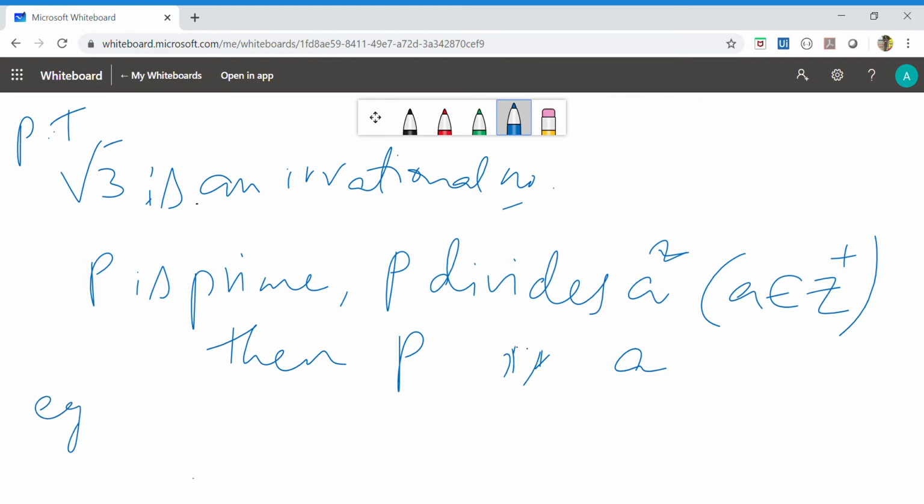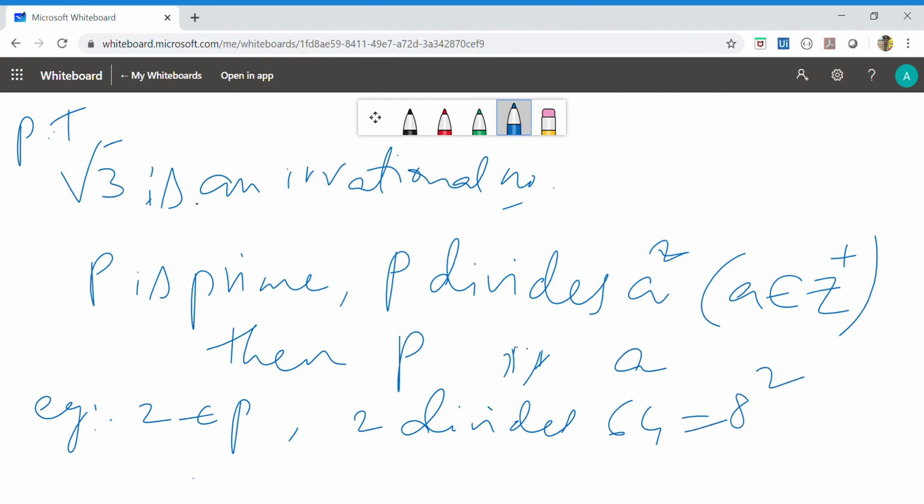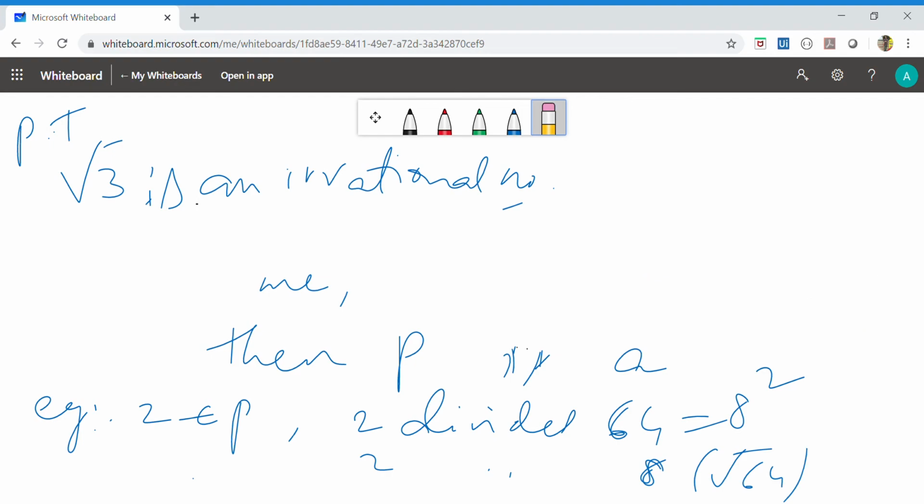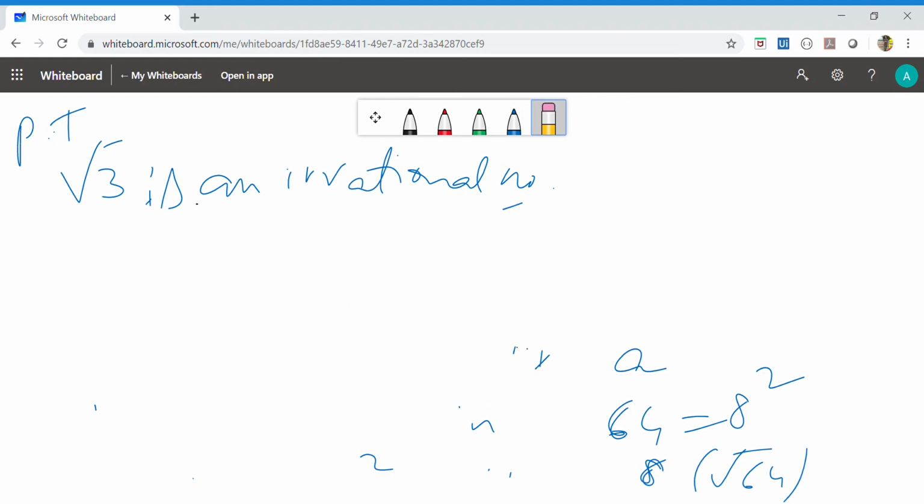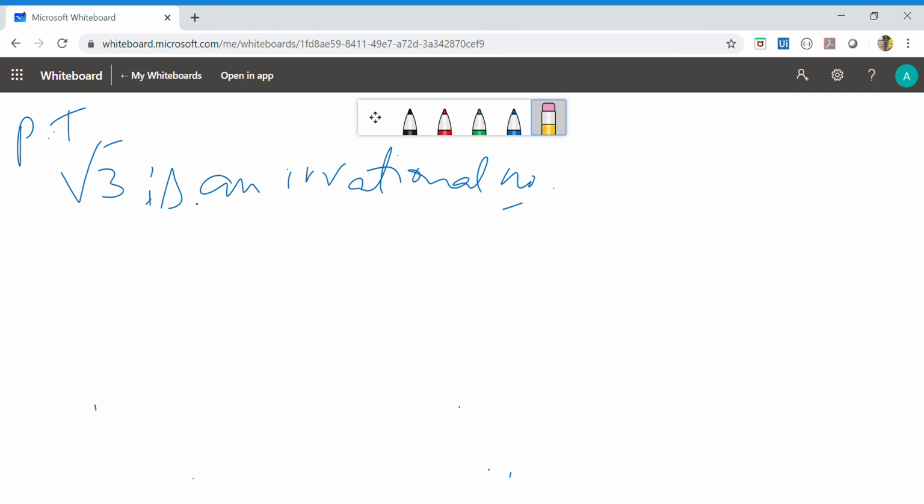So for example, take 2, which is a prime. 2 belongs to prime numbers. 2 divides 64, which can be written as 8 square. And then 2 divides 8 also, since root 64 is nothing but 8. That means if P is a prime and P divides A square, P divides A also. 2 is a prime, 2 divides 64, then 2 divides 8. You have to remember this statement to prove this type of sums, this type of model problems.